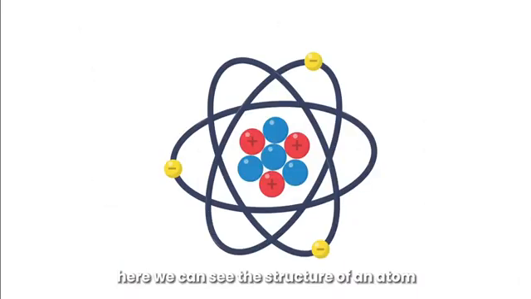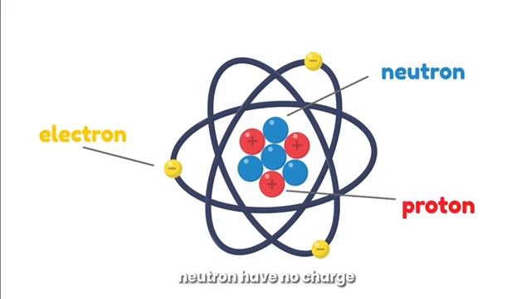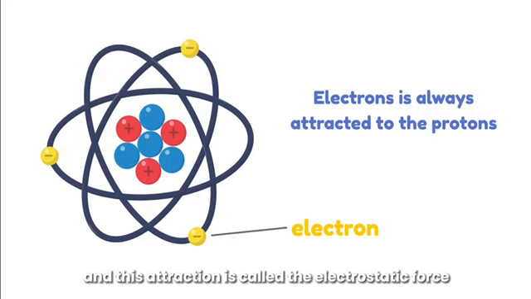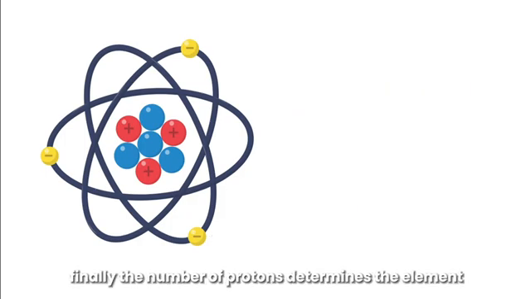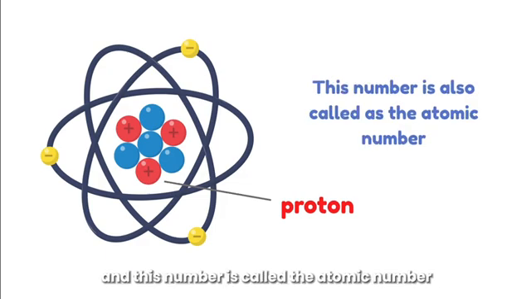Here we can see the structure of an atom. An atom consists of neutrons, protons, and electrons. Neutrons have no charge, protons carry a positive charge, and electrons have a negative charge. Electrons are attracted to the protons, and this attraction is called the electrostatic force. Finally, the number of protons determines the element, and this number is called the atomic number.